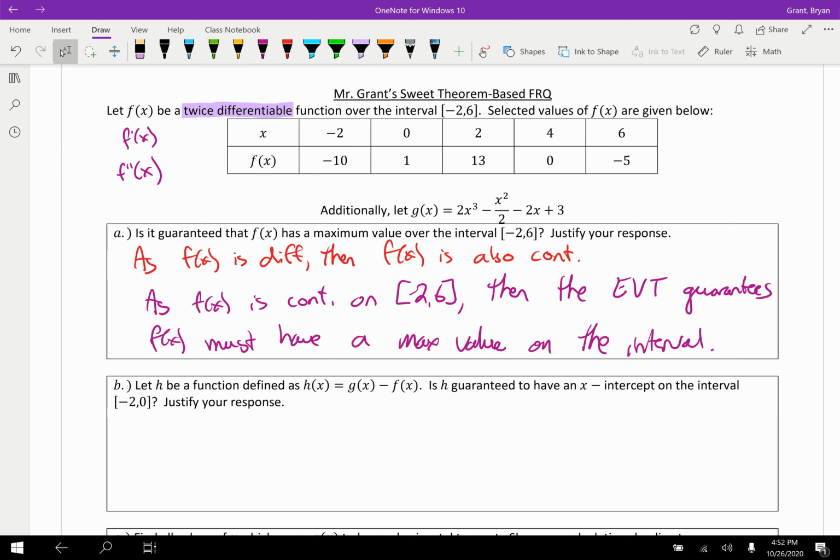I would say 99% of people that I graded lost this first point on the IVT for not explaining why they knew the function was continuous. And then the rest is easy. There's no math we have to do. It's just knowing the definition of the EVT.